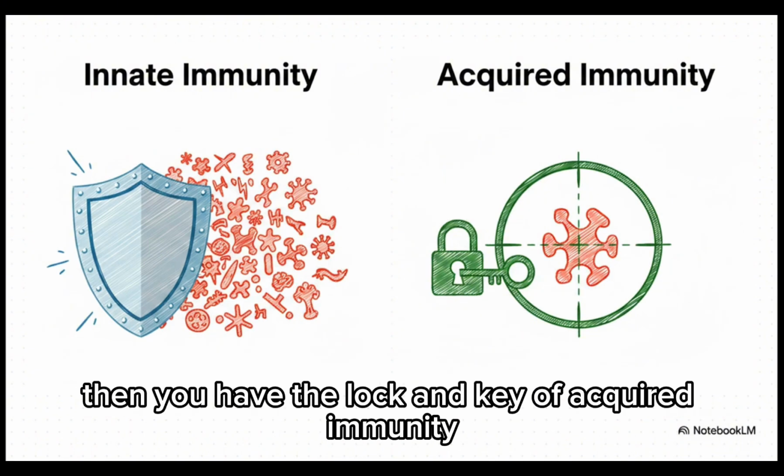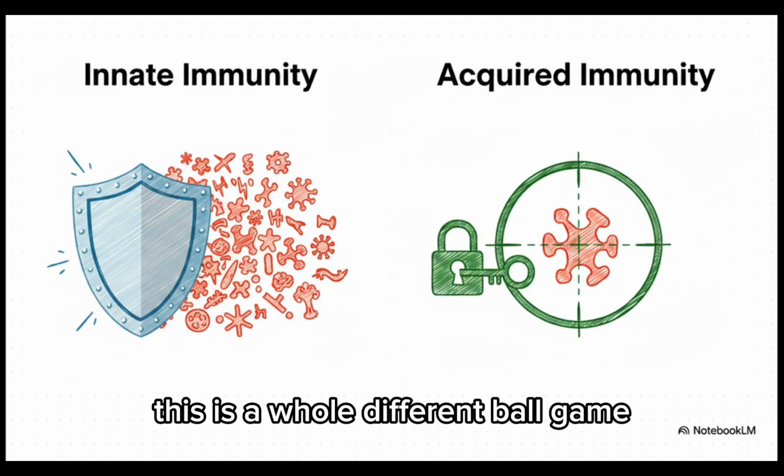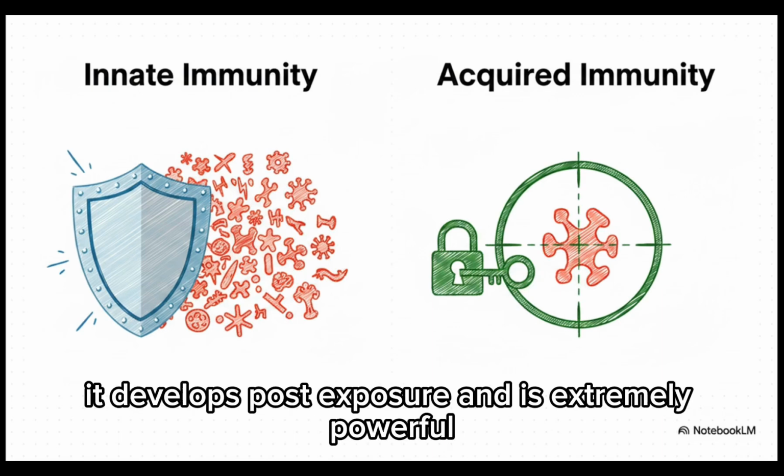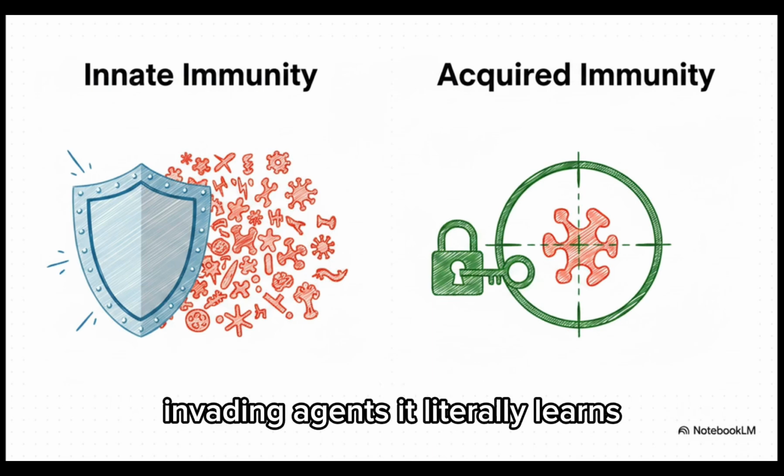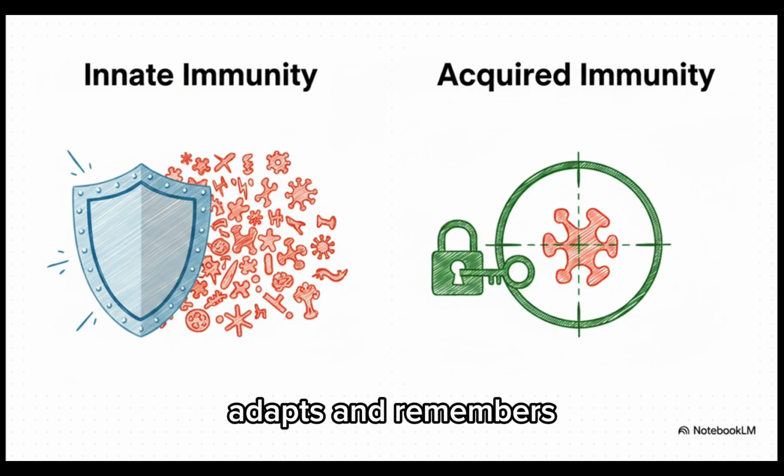Then you have the lock and key of acquired immunity. This is a whole different ballgame. It develops post-exposure and is extremely powerful, precisely because it is highly targeted to specific invading agents. It literally learns, adapts, and remembers.